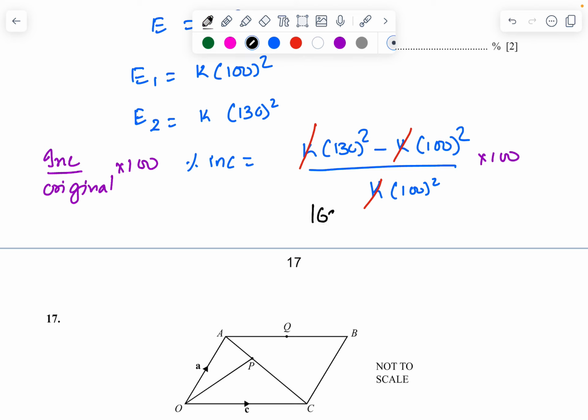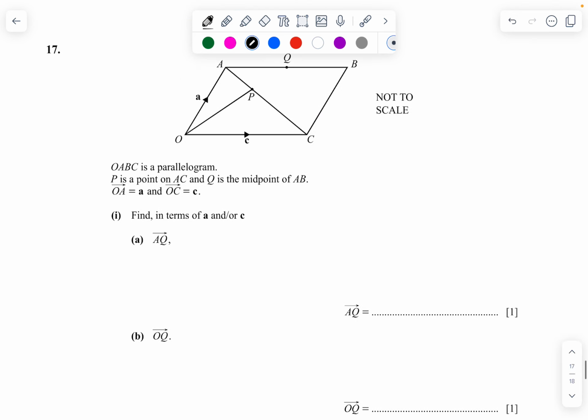So which is nothing but what? It becomes 16,900 minus 10,000 divided by 10,000 times 100. So when I do this, I can do it by calculator or directly. This is not really needed for a calculator, very basic calculations. But as such, I'm doing it by calculator so that it will be easy for you to understand. So when I do times 100, it's going to be 69%. That's the answer. Now coming to the next question, question number 17.